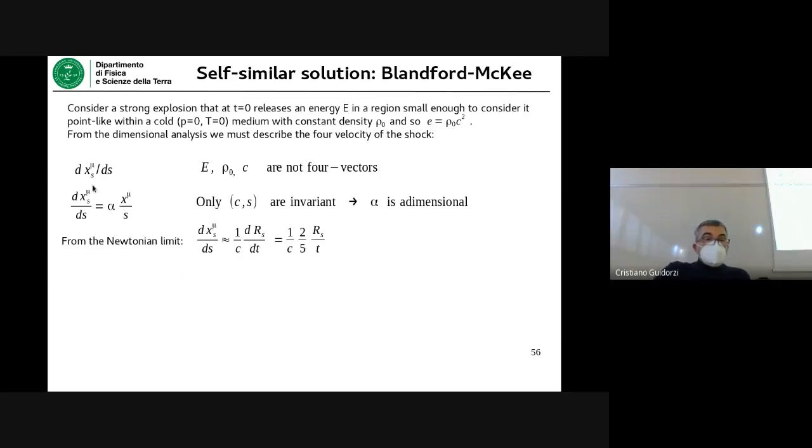So the only way that this equals this in the non-relativistic limit is that alpha has to be 2 over 5. By demanding that the solution in the relativistic case matches the non-relativistic solution, which we know, we find the value of alpha, which is a constant and doesn't depend on how relativistic the shock is. So this is a Lorentz covariant equation, because it is an equality between two four-vectors. Now that you know alpha, this is a very simple differential equation. If you think of x^mu as a function of s, where s is the independent variable, the solution is just s to the 2/5. If you differentiate, you gain this factor alpha, which is 2 over 5.